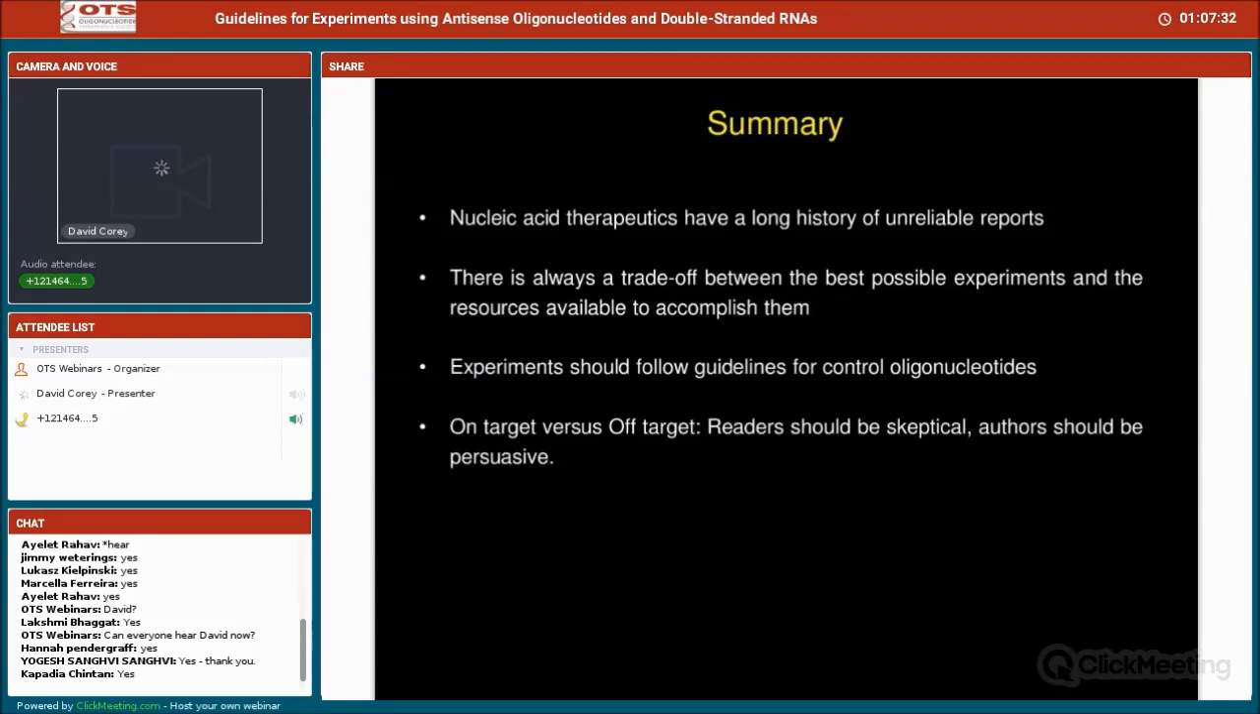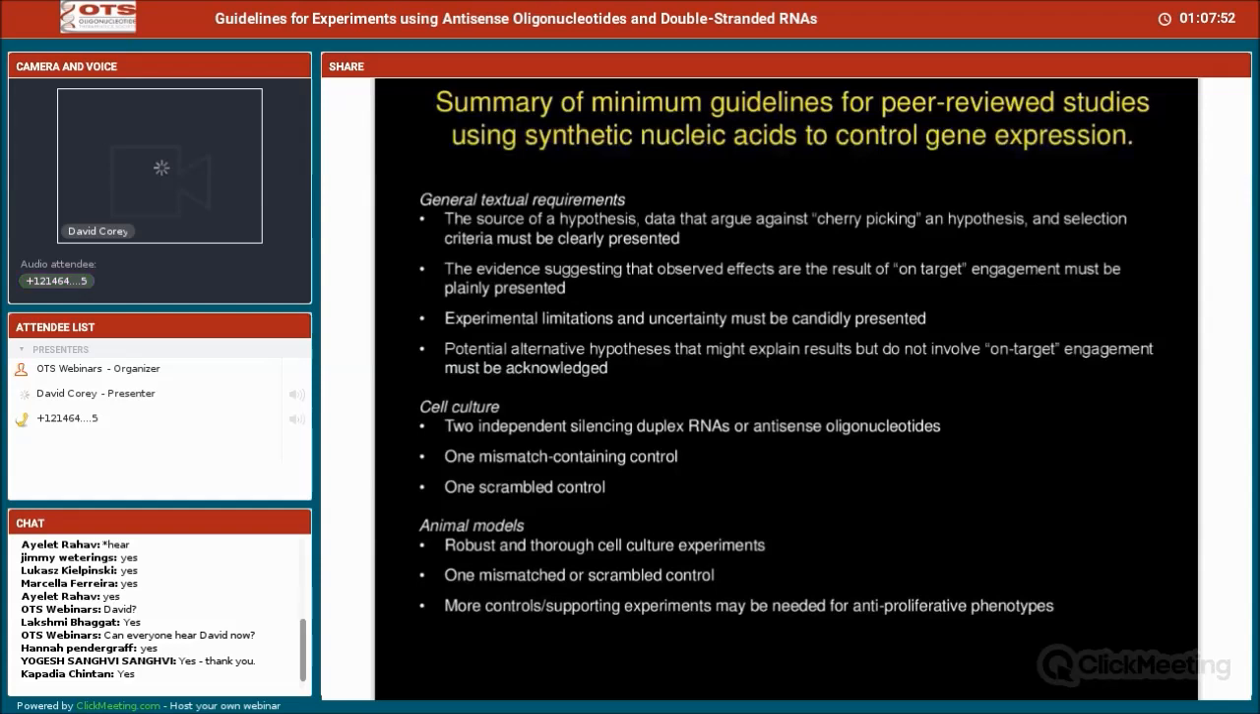At the end of the day, though, when we're talking about on-target effects versus off-target effects, the responsibility goes both ways. Readers have to be skeptical, and authors have to be persuasive. And hopefully, if those two things meet, we'll have a successful partnership and we'll have solid papers. So finally, just to summarize some of the suggestions, there should be some general textual requirements.